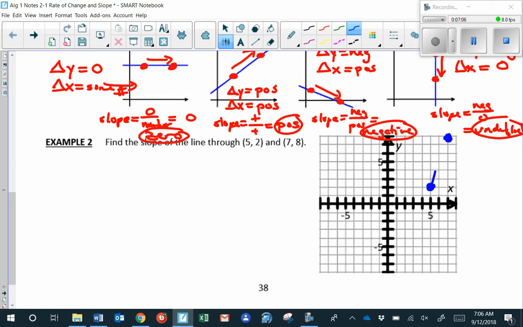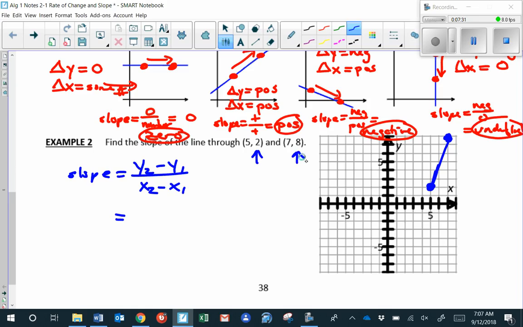So what I want to do is to find the slope of the line segment that contains those 2 points, or the line that contains those 2 points. So I'm going to use my slope formula. Slope is equal to y2 minus y1 over x2 minus x1. So I'll pick the 2 y values to subtract on the top.